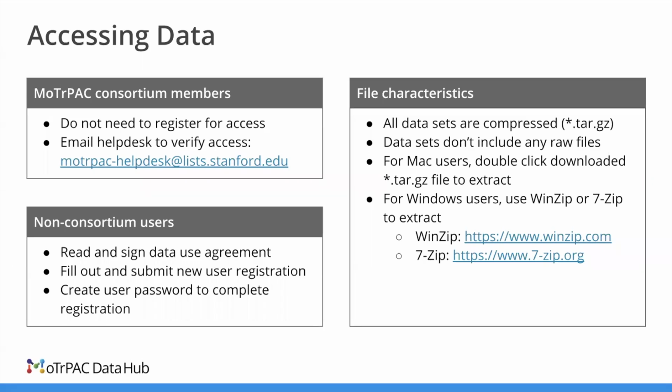All data sets are in a compressed format. The data on the hub don't include any raw files. So if you're interested in accessing the raw files, please contact us at the help desk email that will be listed again at the end of this webinar. For Mac users, you can just double click on the downloaded compressed file to extract the data. For Windows users, we recommend using either WinZip or 7-zip to extract the data.